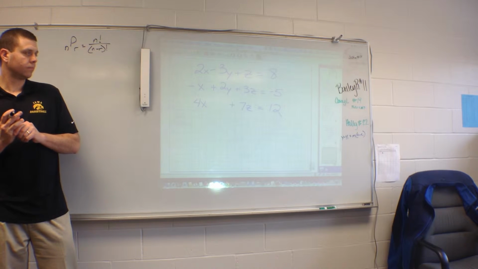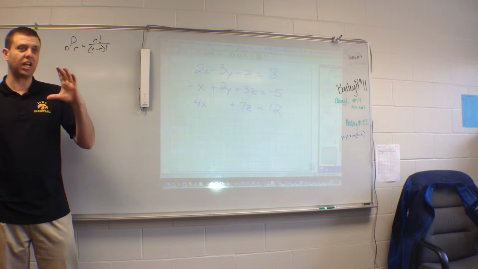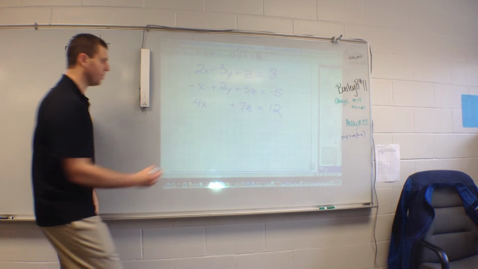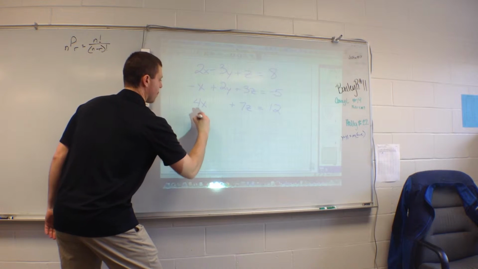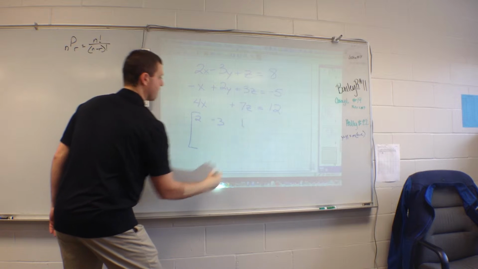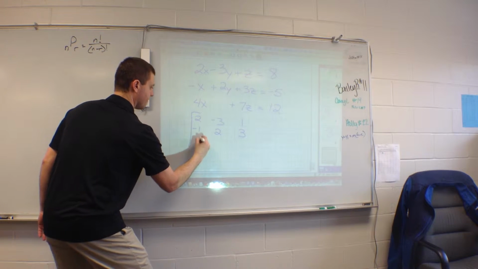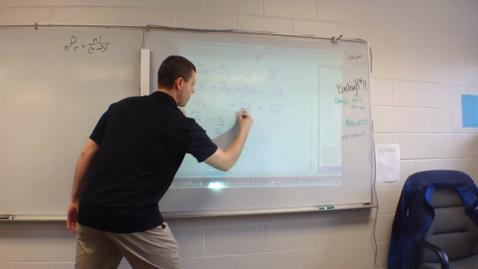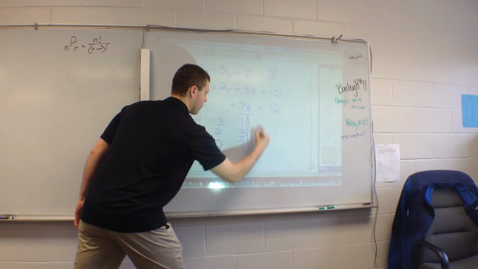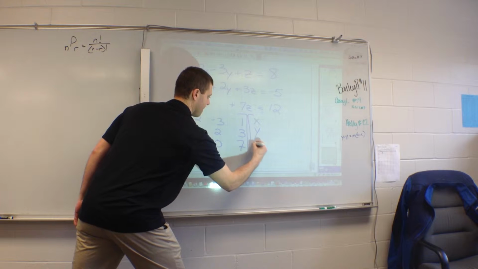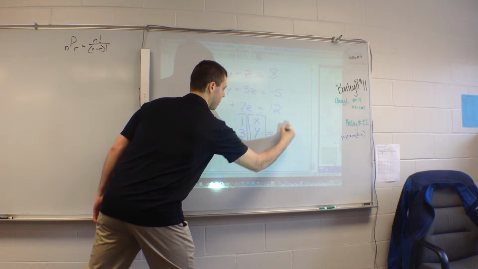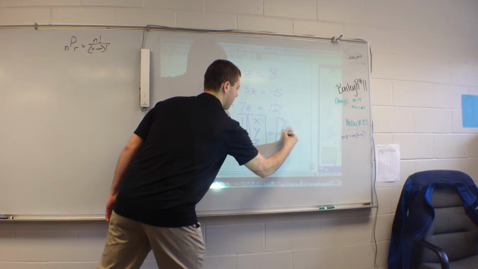3, 1 for the top row. It's going to be what size? 3 by 3. And then -1, 2, 3, 4, 0, 7, and then x, y, z equals 8, -5, and 12.